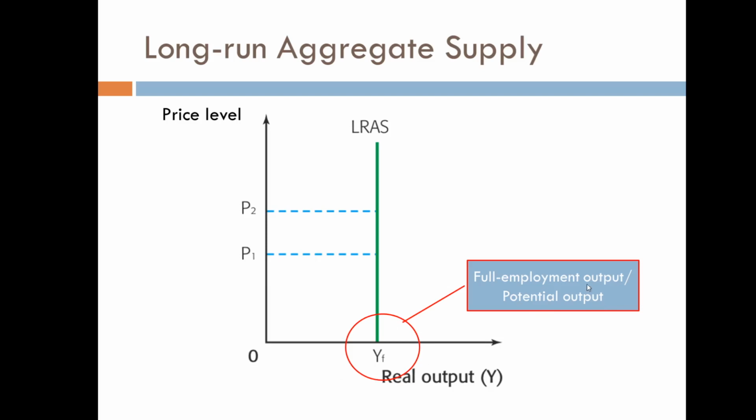Okay, so this is what they are trying to say. Eventually, the economy will go to where it is trying to go. So that's why, in the long run, there's only one output that an economy is going to, and that is the potential output.